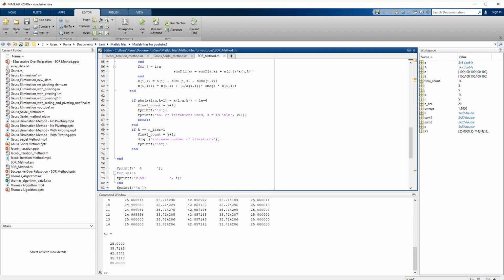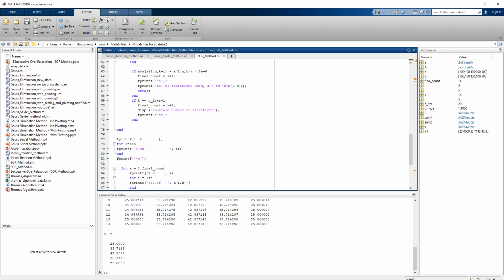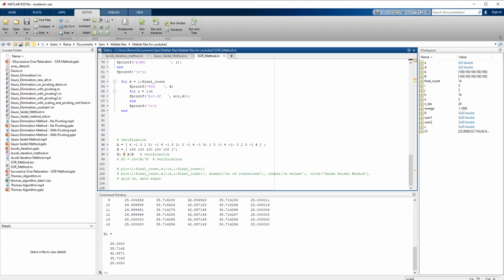So when we run this program, the solution converges in 14 iterations. And when we compare this to the MATLAB built-in function, which is obtained by A backslash B, where A is the square matrix and B is the right-hand side vector, we get the values for x1 using the built-in function of MATLAB. So the values of x1 match closely with the values we obtained using the SOR method.